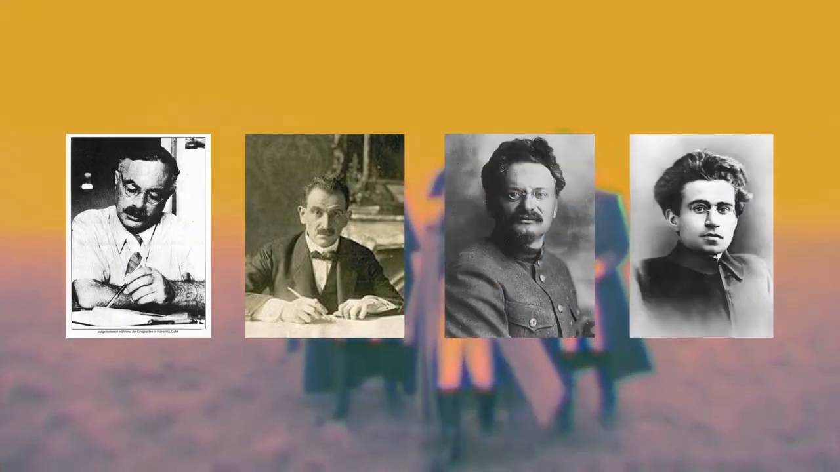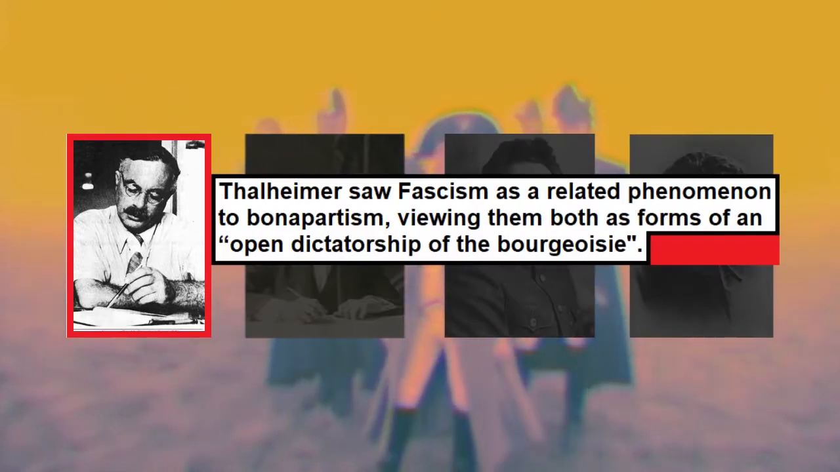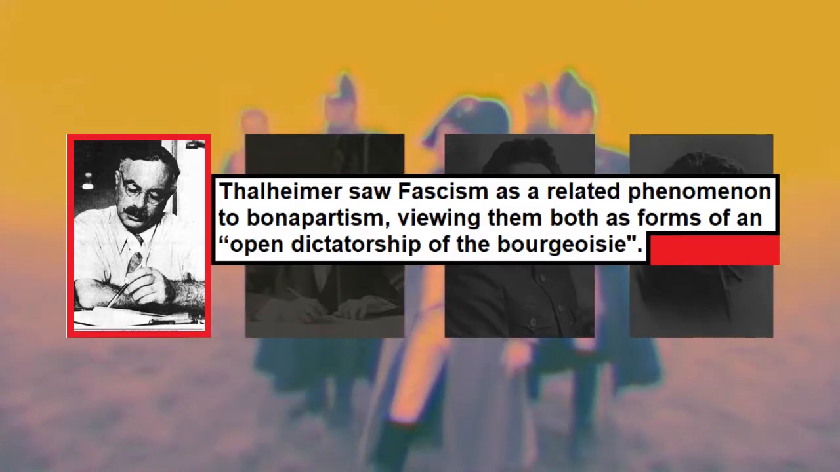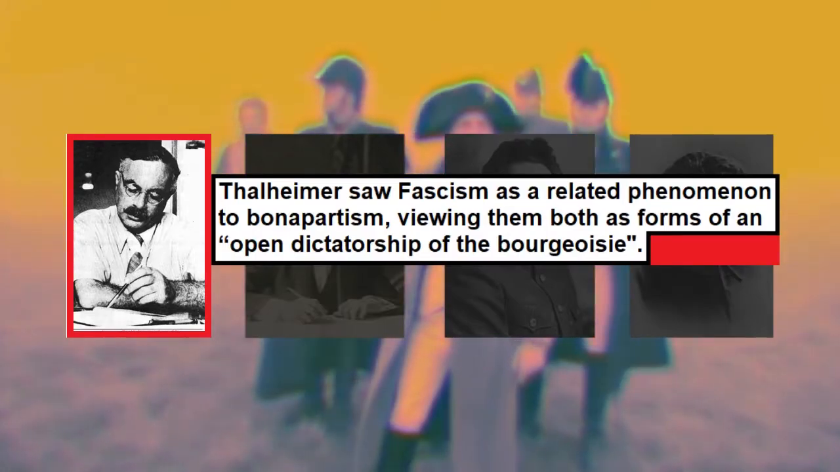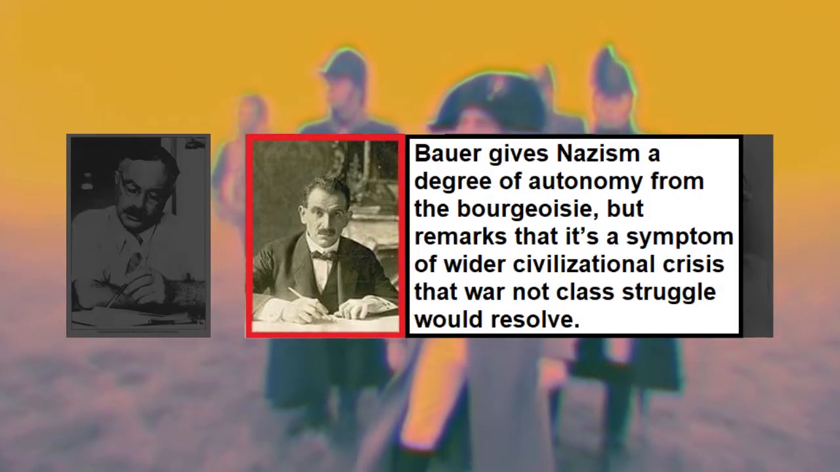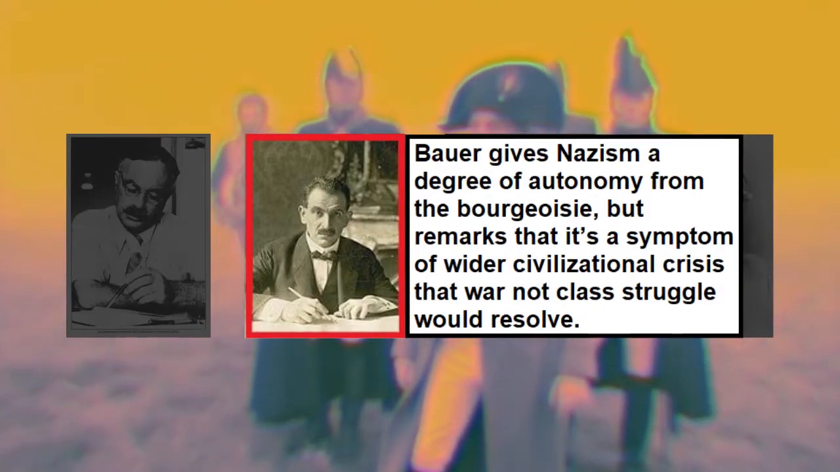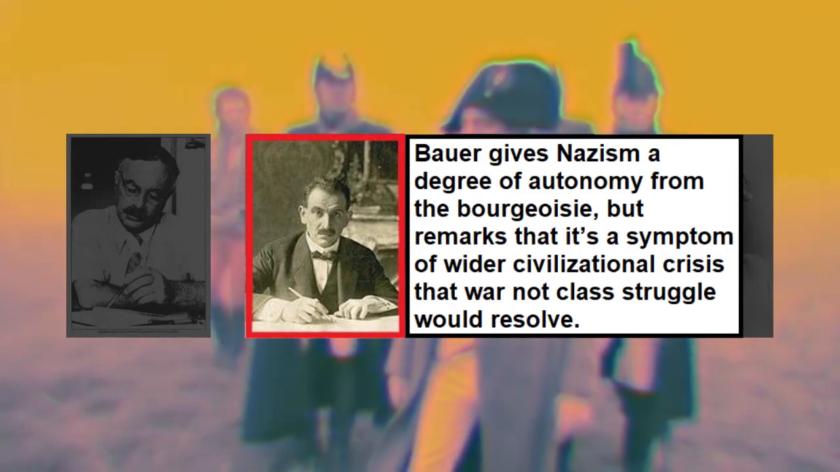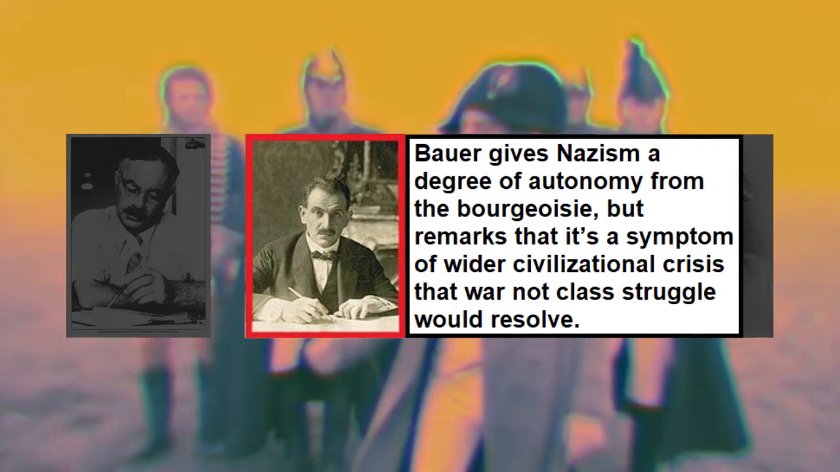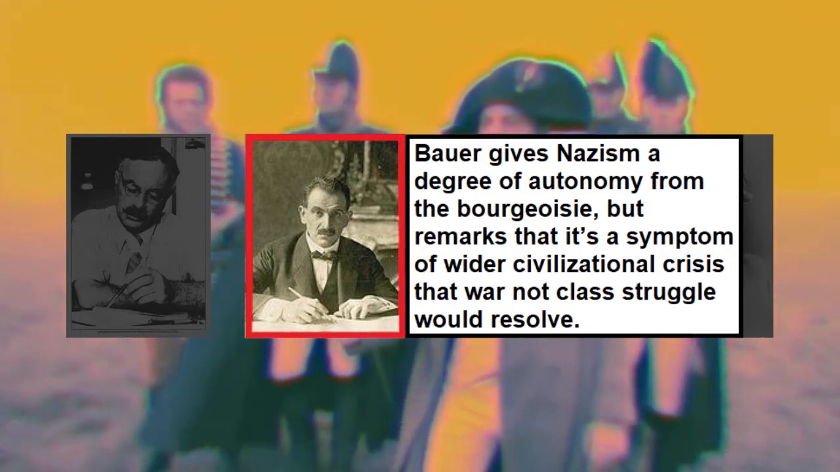Notable thinkers that used variations of this were former Comintern thinker August Thalheimer, Otto Bauer, Leon Trotsky, and Antonio Gramsci. Thalheimer saw fascism as a related phenomenon to Bonapartism, viewing them both as forms of an open dictatorship of the bourgeois. Bauer gives fascism a degree of autonomy from the bourgeois, but remarks that it's a symptom of wider civilizational crisis that war, not class struggle, would resolve.